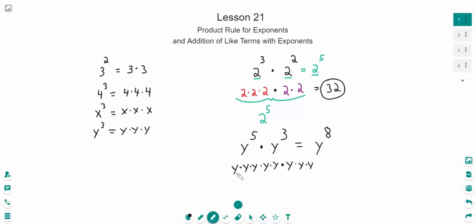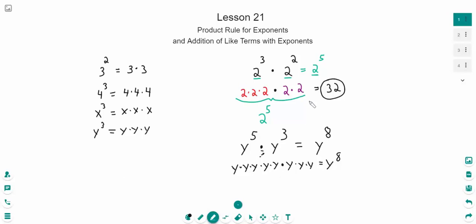So we have a grand total of 8 y's being multiplied by each other. So it makes sense that that would be y to the 8th. All right. So it may seem a little bit odd at first that we're adding exponents when we're multiplying, but that's the way we do it. If we are multiplying variables or numbers with exponents, we can simply add the exponents to get our solution.